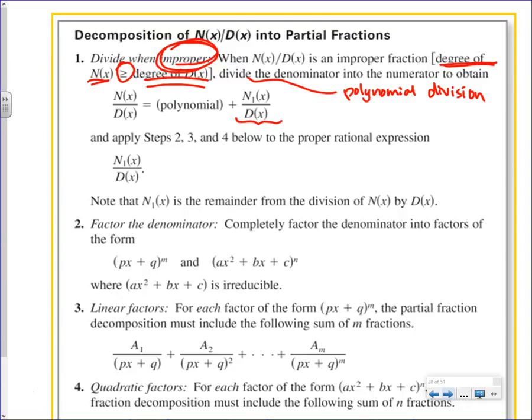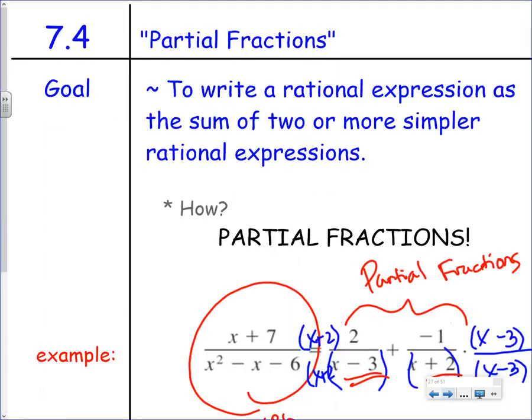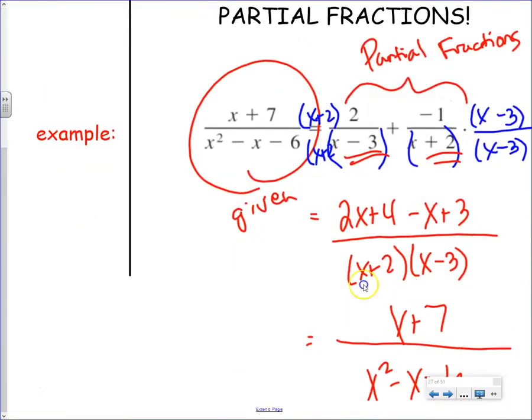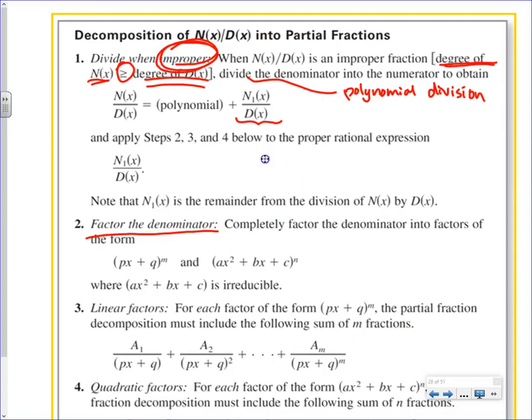Okay, number 2. Factor the denominator. Why? Look at the example that we just looked at. This is like an entire solution, beginning and end, given, and then partials. We haven't seen the in-between. But do you see how the partials had the factors of the beginning? That's why we have to say, oh, hey, who are the factors of the denominator? They're going to help us form our partials.